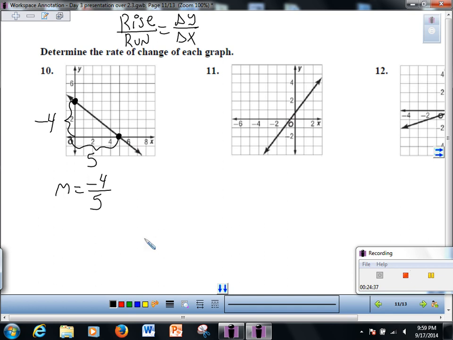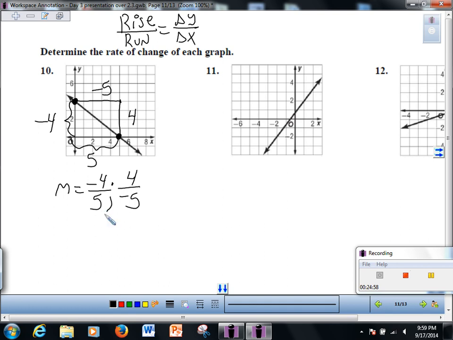That's not the only way you could have done it. You could have started at this point right here and said, well, Mr. Harris, I'm going to go up 4, but I'm going to have to go to the left 5. Going to the left is negative, so then I'm going to have 4 over negative 5. Same answer, as long as you do a rise over a run.